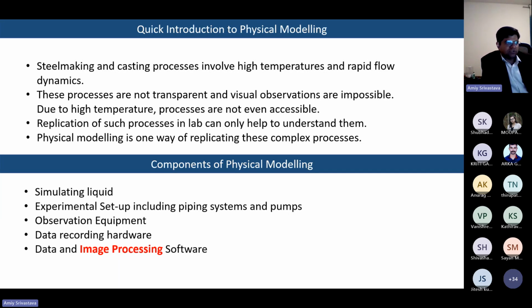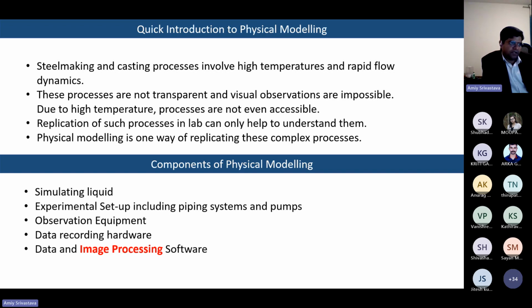So, steel making and casting processes involve high temperature and rapid flow dynamics. These processes are not transparent, and visual observation is impossible due to the high temperature. Processes are not even accessible, as I told you about. Then replication of such processes in the lab can help to understand them. Physical modeling is one way of replicating these complex processes.